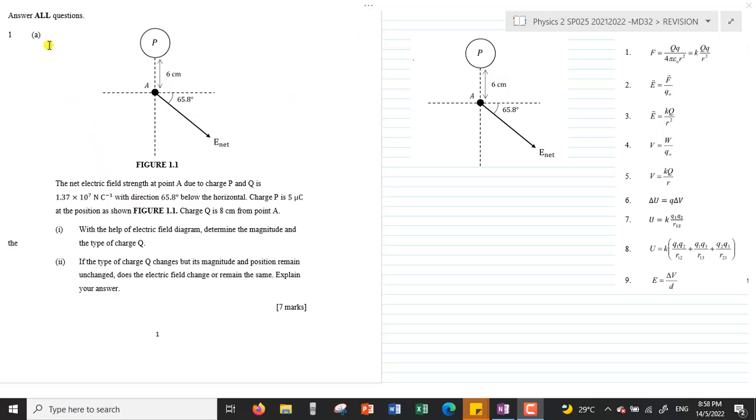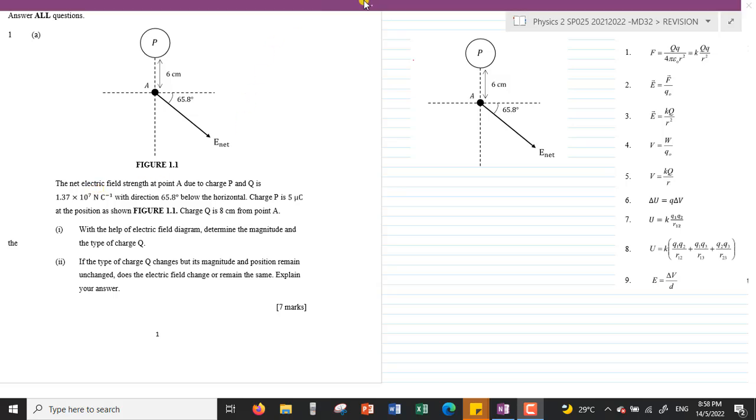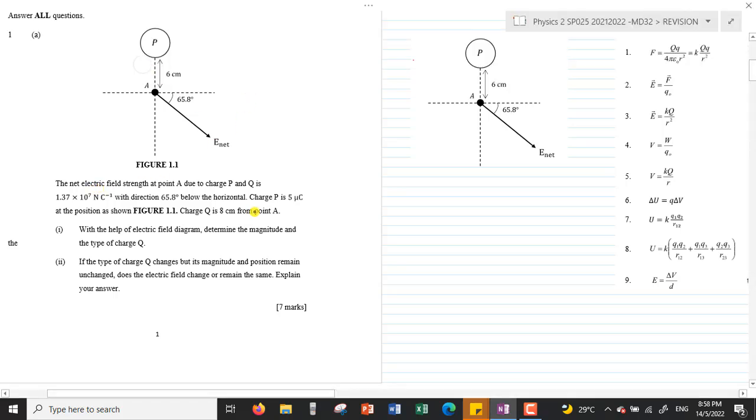So class, question 1a, we are given figure 1.1. The net electric field strength at point A due to charge P and Q is 1.37 × 10^7 newton per coulomb, with the direction 65.8 degrees below the horizontal. Charge P is a positive charge of 5 microcoulomb at the position as shown in the figure.